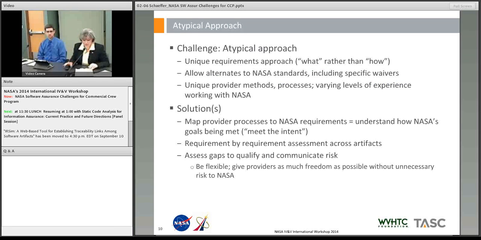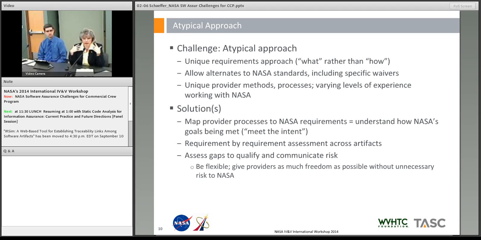So let's talk about the first one. The first one is the whole atypical approach. We've talked about the unique way that NASA and the Commercial Crew Program chose to levy requirements on the providers. They were specifying what was to be delivered, not how it was to be delivered.